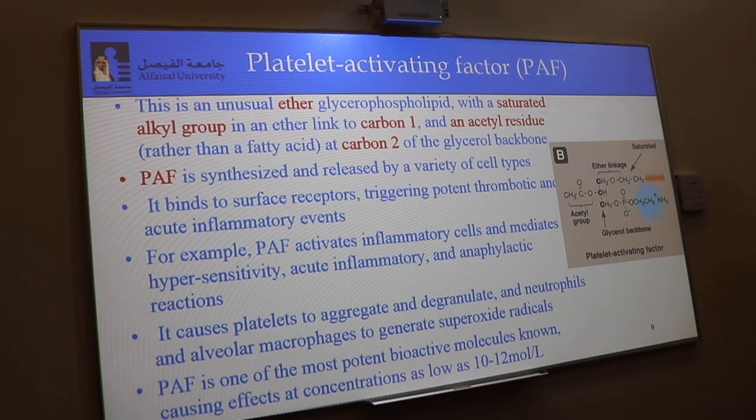Here, no change. So that's why in some references they consider it a phosphoglyceride. Why phosphoglyceride? Because it contains phosphate and it contains glycerol. So they are all called phosphoglyceride, but with exceptions in some structures.